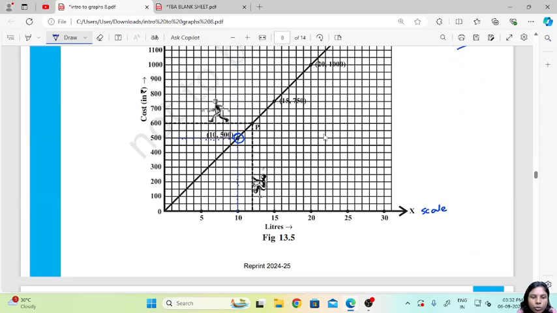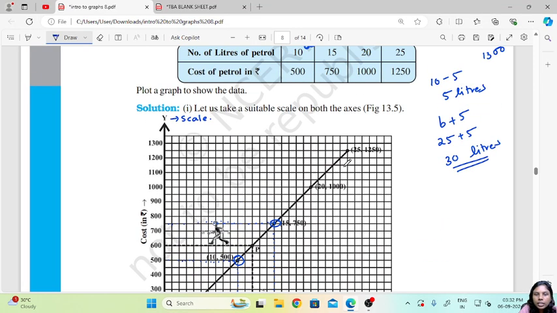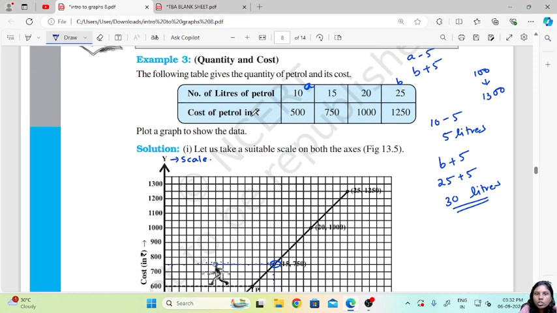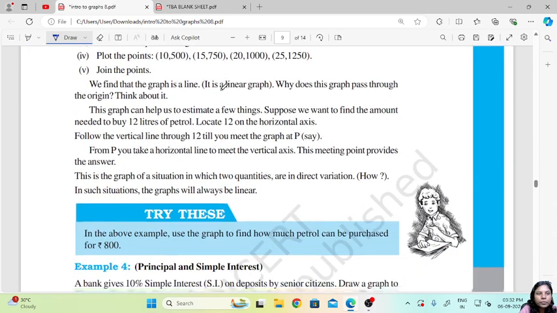So same way you draw an extending vertical line, and then you see the corresponding horizontal line that is coming in contact with it, that is at this point. Okay, so like this we have to mark all the given points with reference to the cost of the petrol and the number of liters of petrol that we get.